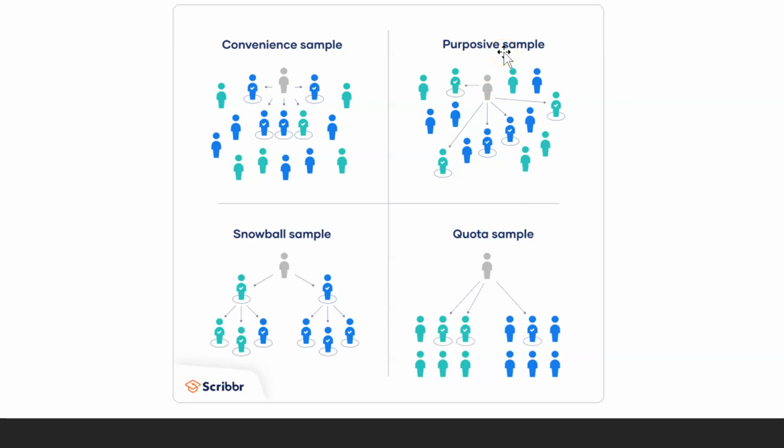Purposive sampling, also known as judgmental sampling, is when you pick and choose who you want to participate. So here, I just chose those people that were closest to me, and I got them to come forward. You go to a shopping mall, and whoever wants to participate in your study will come forward.